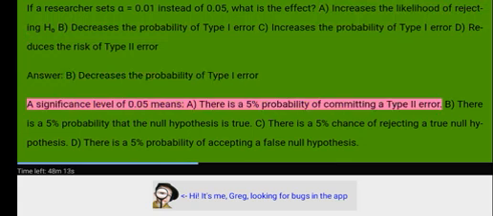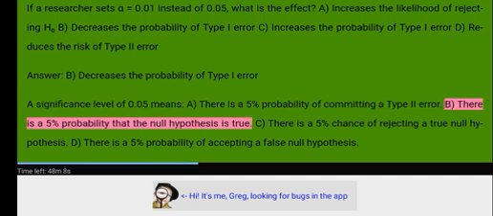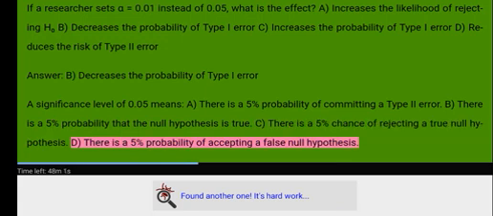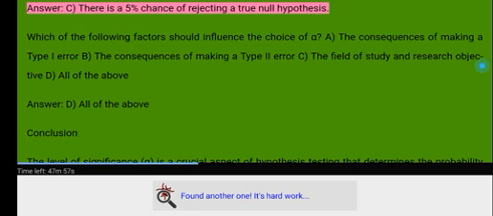A significance level of 0.05 means: A. There is a 5% probability of committing a type 2 error. B. There is a 5% probability that the null hypothesis is true. C. There is a 5% chance of rejecting a true null hypothesis. D. There is a 5% probability of accepting a false null hypothesis. Answer: C. There is a 5% chance of rejecting a true null hypothesis.